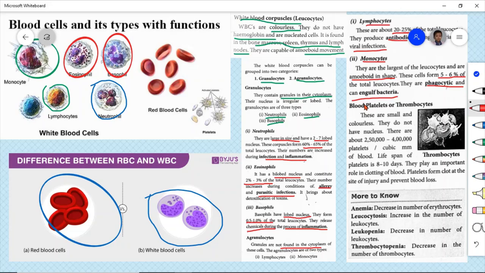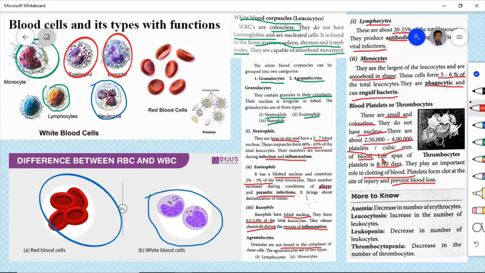This is the third formed element. See the book now, blood platelets. It is very, very small and colorless, with no nucleus. There are 2,50,000 to 4 lakh platelets in 1 cubic mm of blood. The lifespan is 8 to 10 days. The important role is clotting of blood, so it prevents blood loss. So these are about blood platelets.